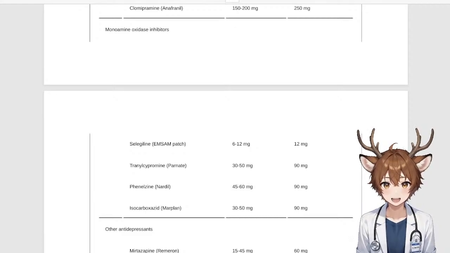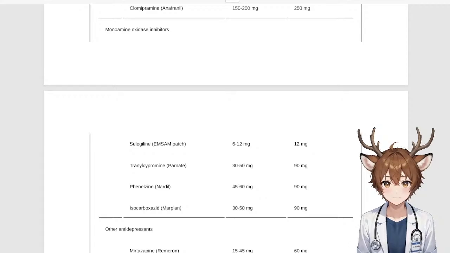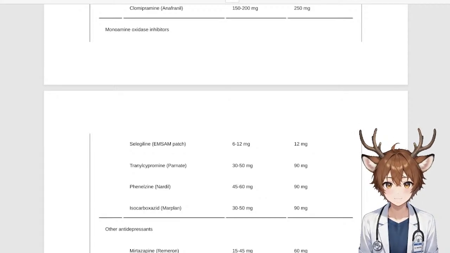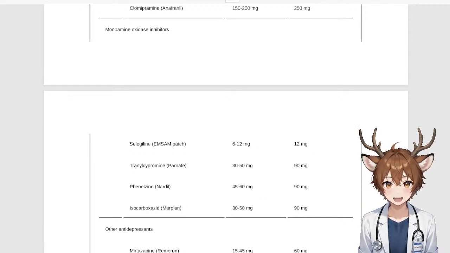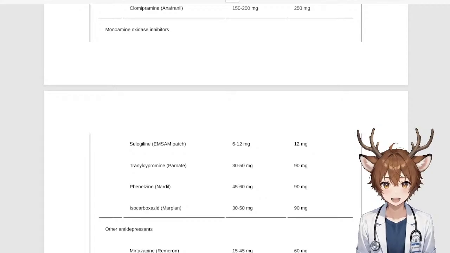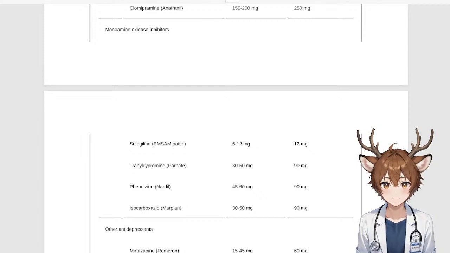Monoamine oxidase inhibitors, or MAO inhibitors. We have selegiline. That's a well-known one, I believe. The Emsam patch. The normal is 6 to 12 milligrams. The extreme is 12. We have tranylcypromine, Parnate. The standard is 30 to 50, while the extreme is 90.